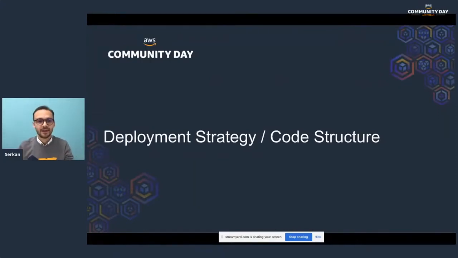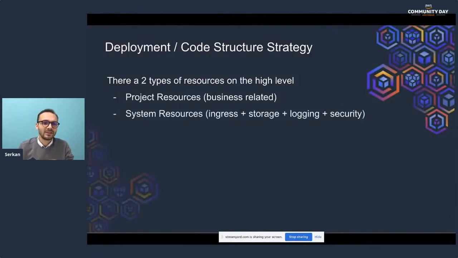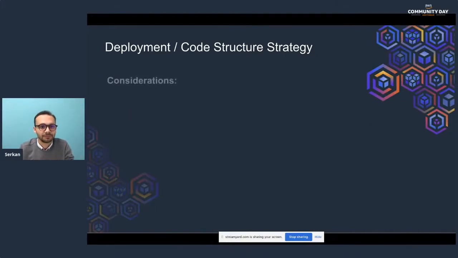The next thing is our deployment strategy and cost structure. When we are talking about resources at Kubernetes, on a high level, we talk about two different resources. One is project resources, business related, your project, and the other is system resources. Think about ingress, storage, logging system, security related resources. It doesn't mean that you have to have two different folders or two different repositories, but always think that you will have two types of resources. So define your code structure based on this.